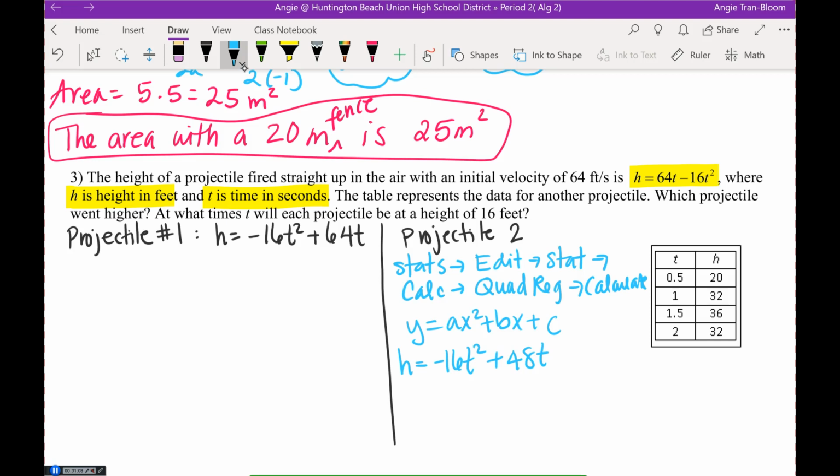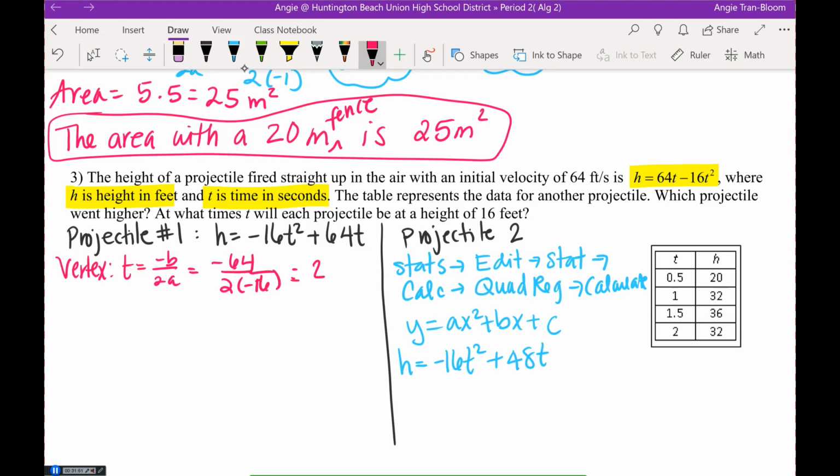So now, let's answer the question. Which one is higher? Okay, how do we figure that out? We have to solve. How do we figure out what the highest point is? What do we find? Vertex. Find the vertex for both. T equals negative b divided by 2a, which is negative 64 divided by 2 times negative 16. Punch it in your calculator. What did t come out to be? 2. Thank you so much.